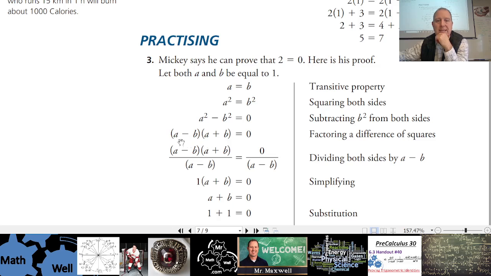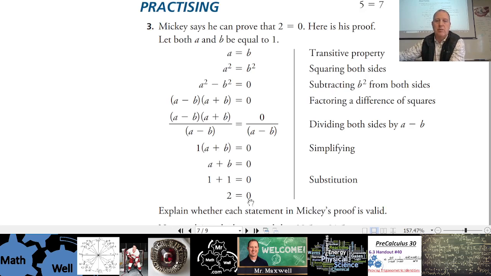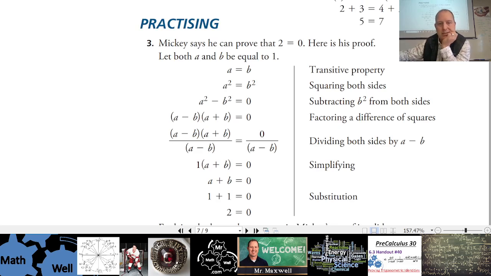Now they've divided both sides by A minus B, to eliminate these factors. A plus B is left on this side. 0 divided by this would be 0. Now, a little hint: there's a problem here. All the rest is okay, substitution, and so on, 2 equals 0. Now, the problem is right here, and do you know what the problem is? We did an example like this in the lesson.